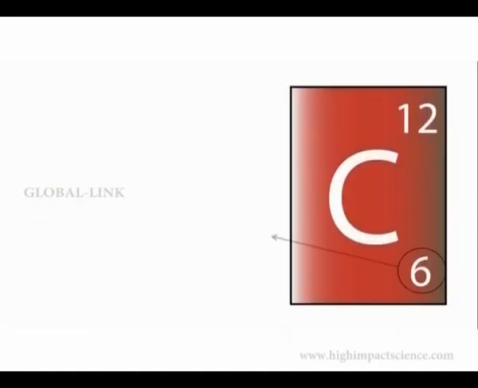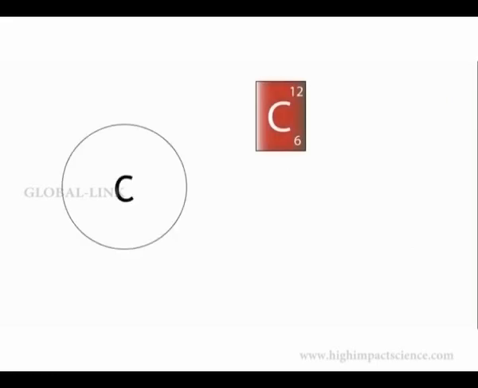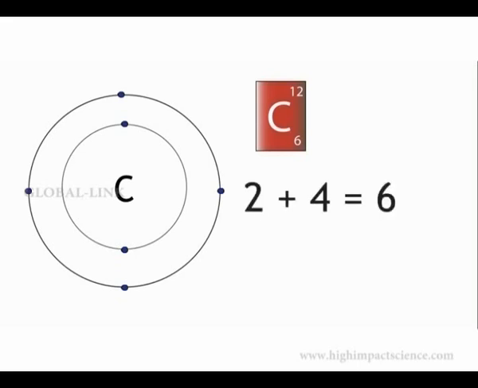Carbon has 6 protons, therefore it has 6 electrons. The first 2 electrons are placed in the first energy shell, and the other 4 are placed in the second shell. This is written as C 2,4.